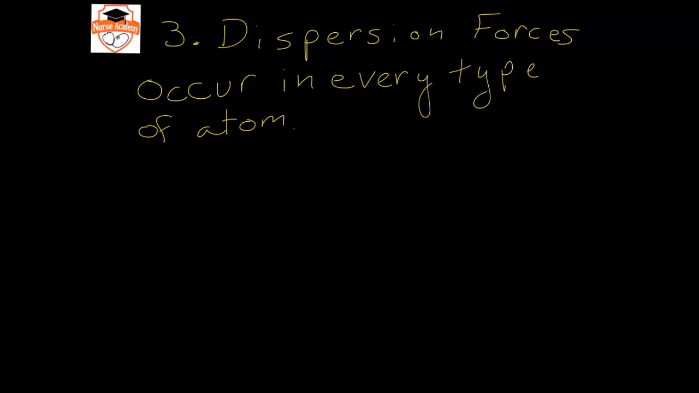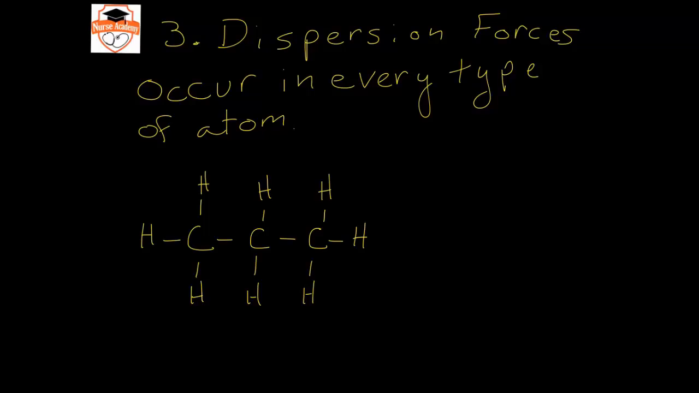Let's say, for instance, that we have propane, and the electronegativity difference between the hydrogen and the carbon atoms in propane is not very large. Realistically, there isn't a significant dipole here between the hydrogen and the carbon because their electronegativities are very, very close.